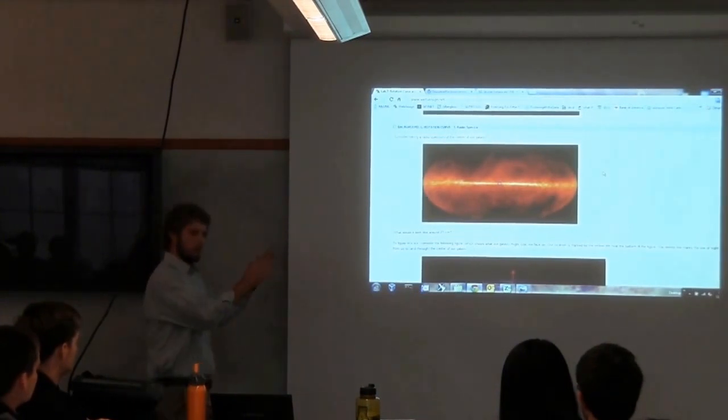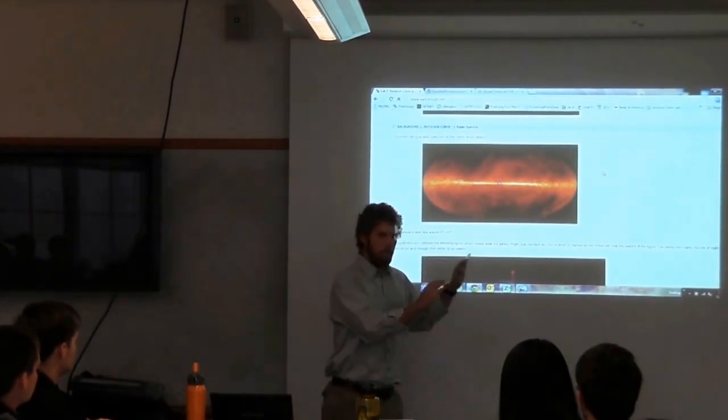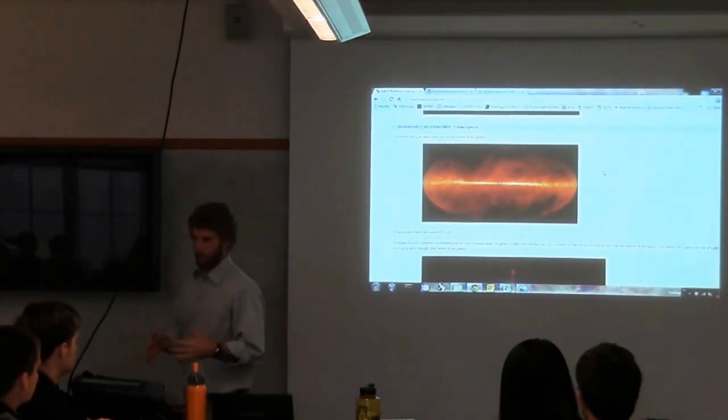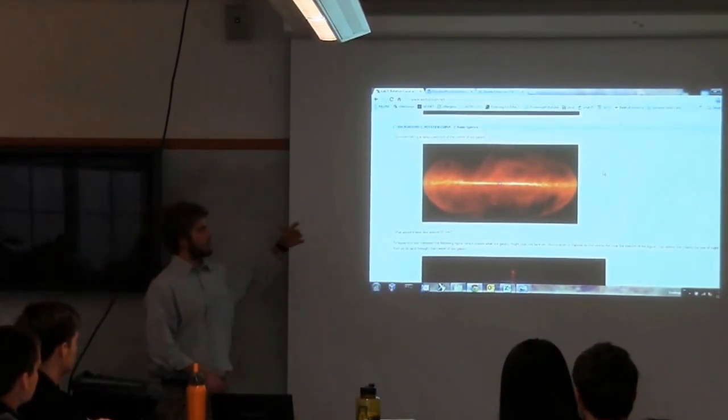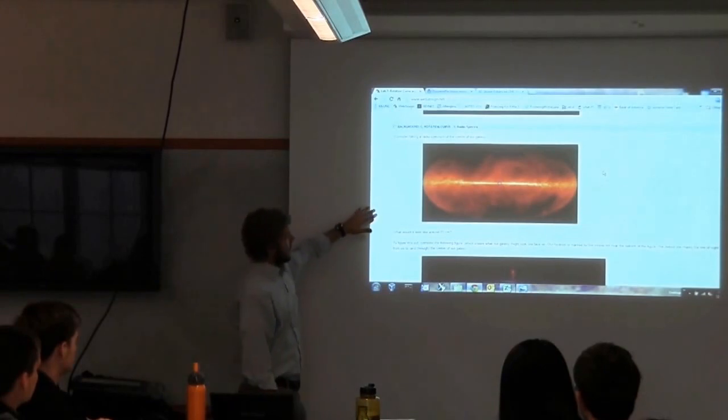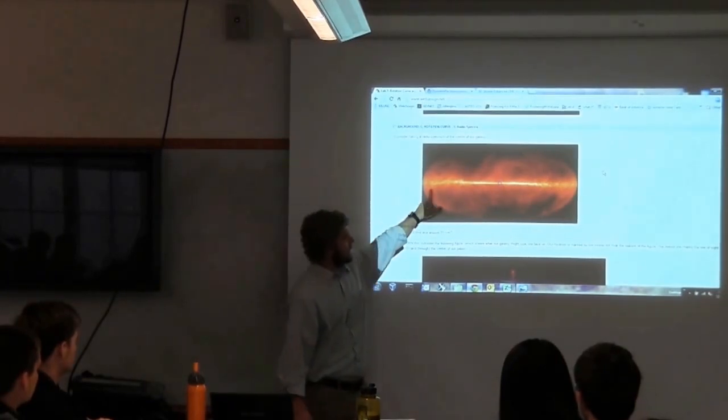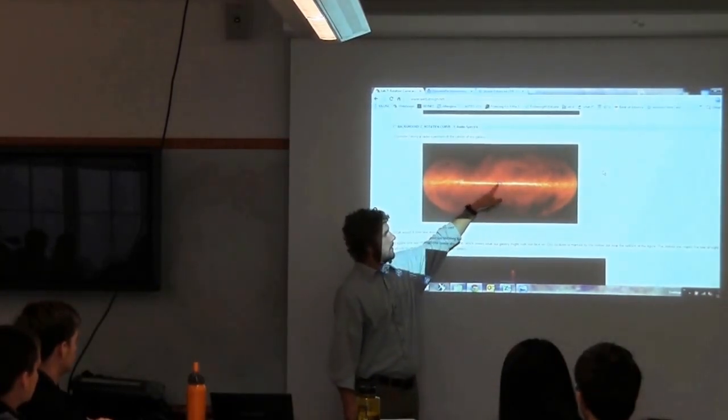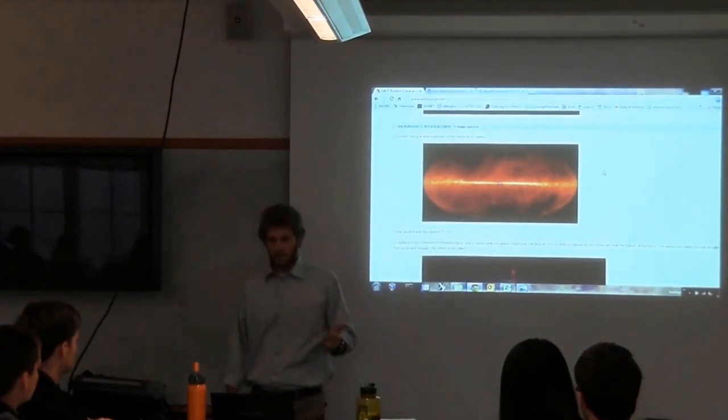All right, so now we know we have an emission source that we can look at. We need to make some measurements. We need to quantify what we're looking at. So we take spectra. And so if we just look right down the pipe toward the center of the Milky Way galaxy, what do we expect to see?